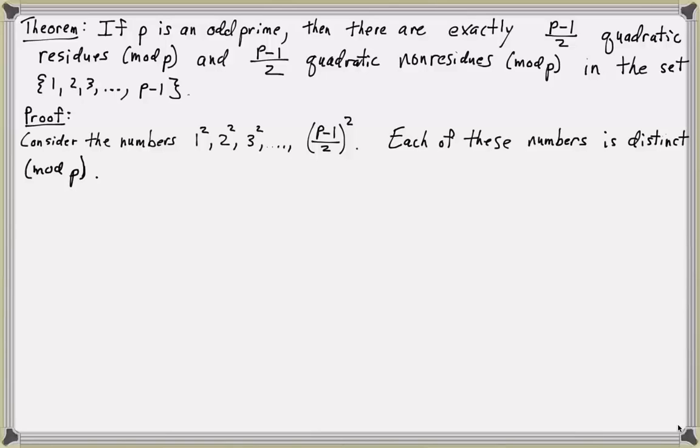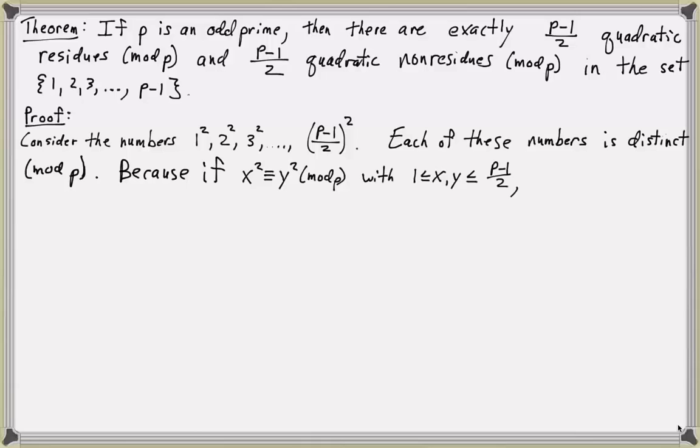In other words, none of these squares are congruent mod p. Why is this true? Well, because if you set two of these squares equal to each other, so for example, if x squared is congruent to y squared mod p, where x and y are both in this set, so 1 is less than or equal to x and y, and they're both less than or equal to (p minus 1) over 2.